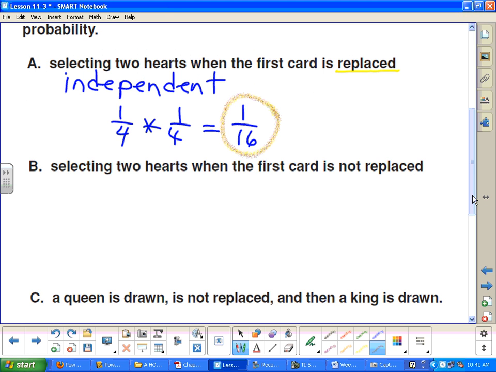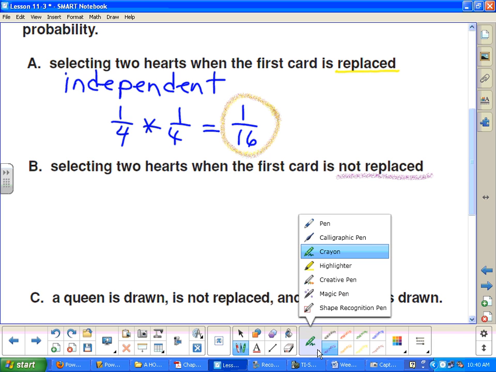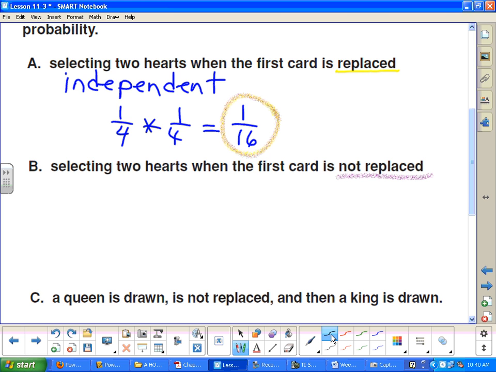Selecting 2 hearts when the first card is not replaced. So there's our thing we need to know: it's not replaced. Which means that they are now dependent. So I pull a card out. What's the probability I get a heart? 1/4. 13 out of 52, right? Now, I set that card down. Shuffle the deck. Now what's the probability I get a heart?